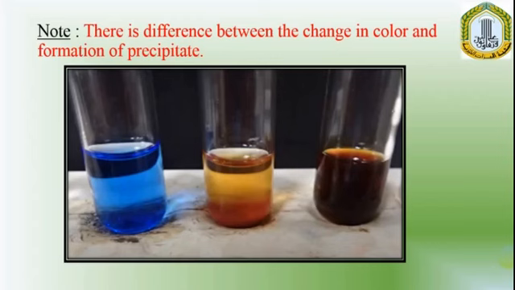Note that a precipitate formation is completely different from a change in color, where a precipitate is a formation of accumulated solid particles in the bottom of the test tube, as shown in this document. However, this is a change in color.